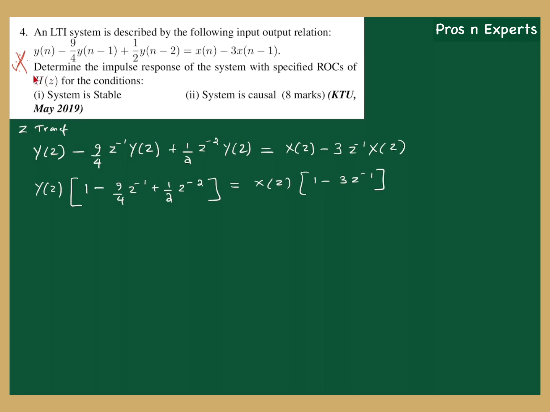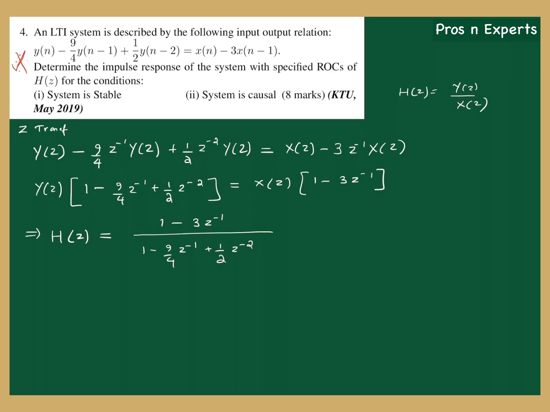And what you need to find is H(z). H(z) is nothing but Y(z) by X(z). Transfer function is output transform by input transform at zero initial conditions. So I can directly write H(z) equal to Y(z) by X(z), which is equal to 1 minus 3 z inverse, whole divided by 1 minus 9 by 4 z inverse plus 1 by 2 z inverse squared. Now our aim is to find out h(n). They have given us two conditions. First condition, you find h(n) assuming that the system is stable. Second, you find h(n) assuming that the system is causal. All right. So before finding h(n), what is the procedure to find out h(n)?